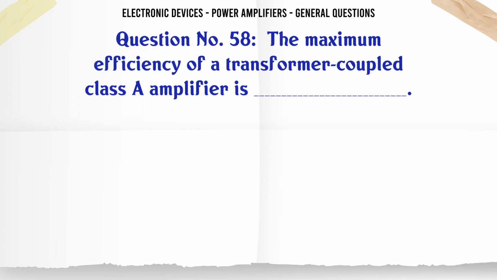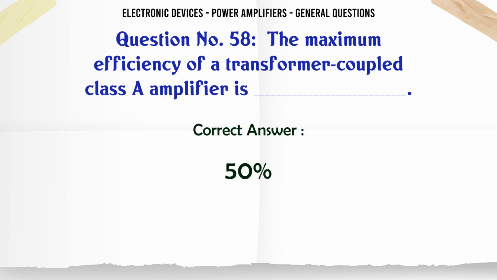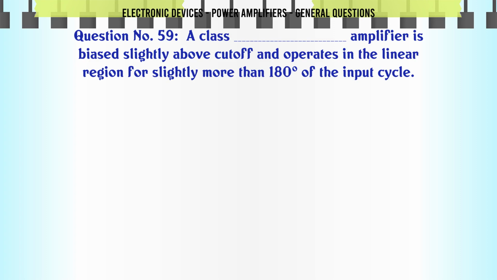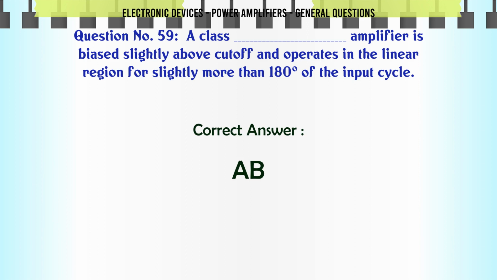The maximum efficiency of a transformer coupled class A amplifier is: A. 25, B. 50, C. 78.5, D. 63.6. The correct answer is 50. A class amplifier is biased slightly above cutoff and operates in the linear region for slightly more than 180 degrees of the input cycle. A. A, B. B, C. C, D. AB. The correct answer is AB.